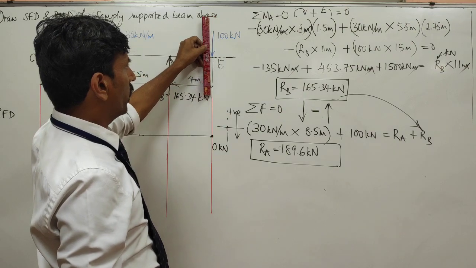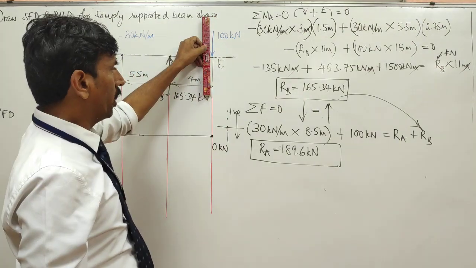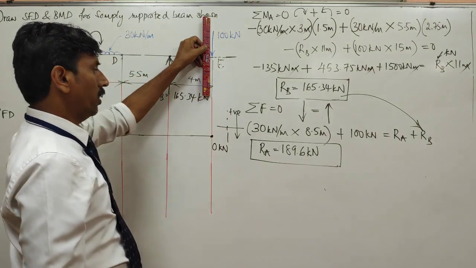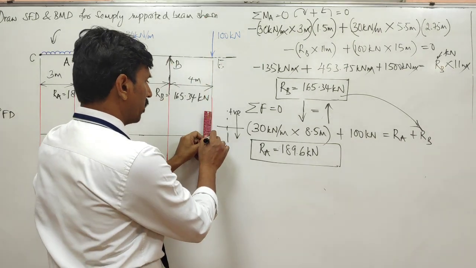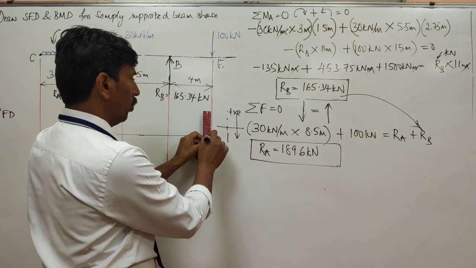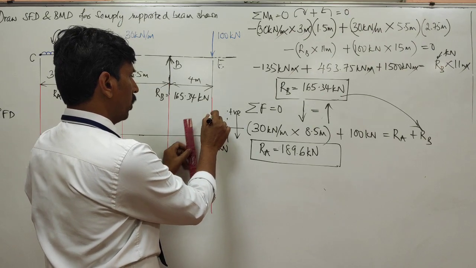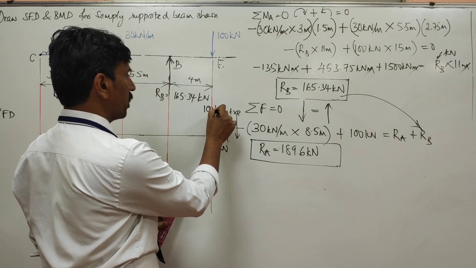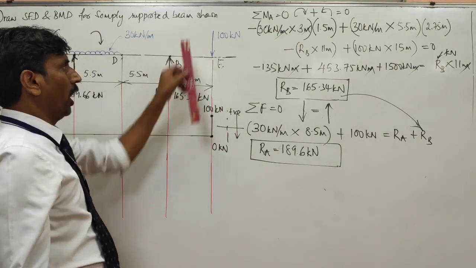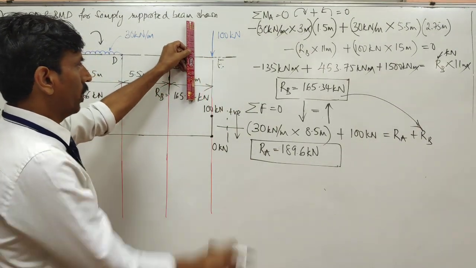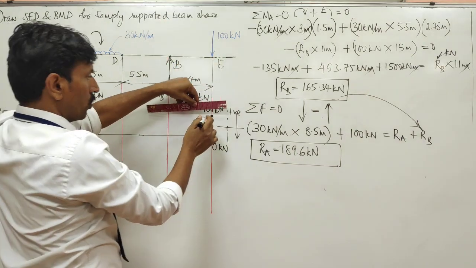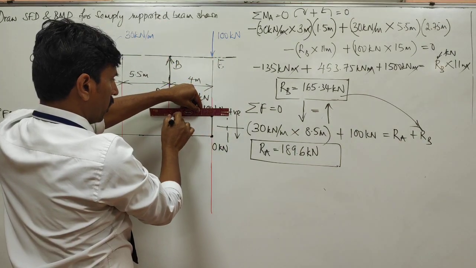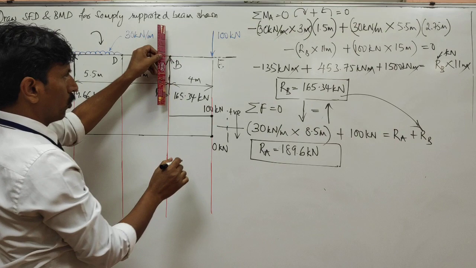Once I move to the left side of this 100 kilonewton, suddenly from 0 it jumps to 100 kilonewton of shear force, since on the right hand side, downwards is positive. So therefore this goes up. This is where I am marking 100 kilonewton. And as I move the section here, you only see this 100 kilonewton, no other force. It will remain the same. So I will draw this 100 kilonewton as it is until it meets one more force here.